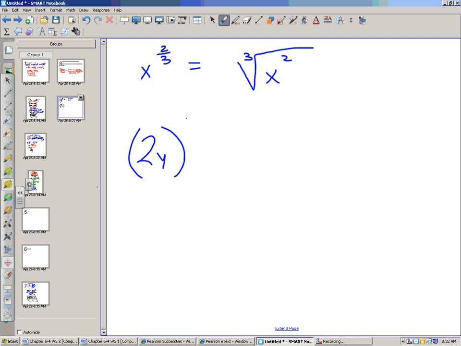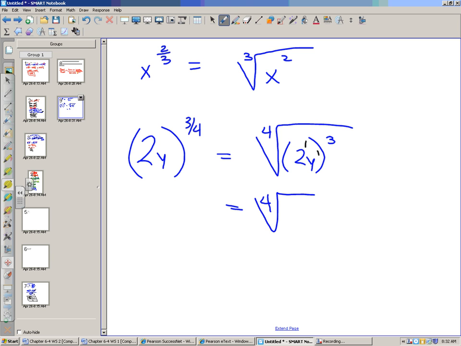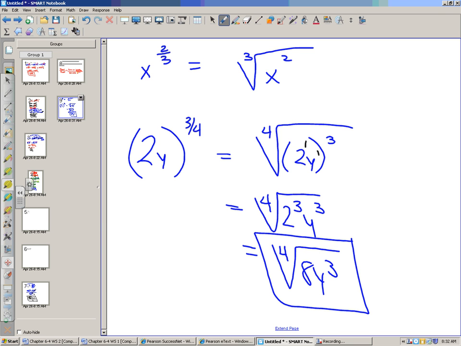What about this? 2y raised to the 3/4. Now I have 2y on the inside cubed, and the 4th root goes here. Now, can I simplify that on the inside? I absolutely can, because the 2 and the y are different bases, which means that 3 goes to what? To each of them. So that's 2 cubed, y cubed. And what is 2 cubed? 8. Y cubed. Do we see that, yes or no?